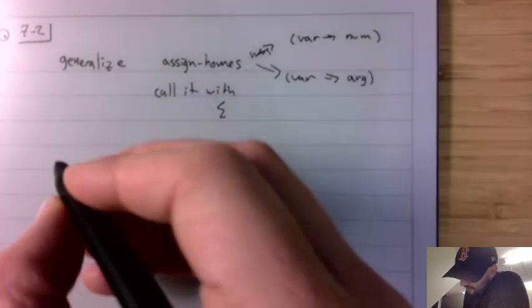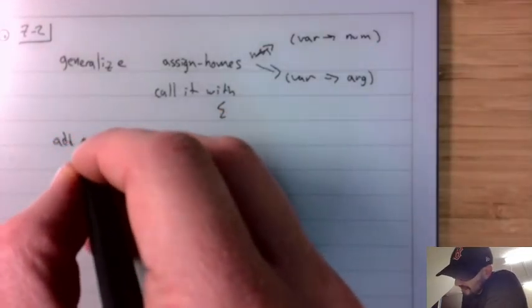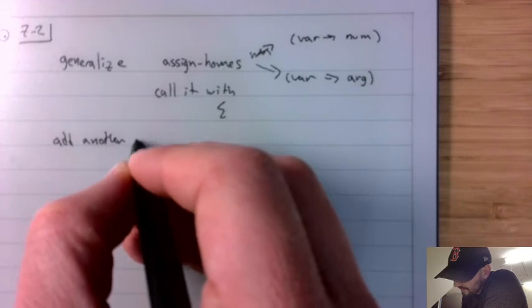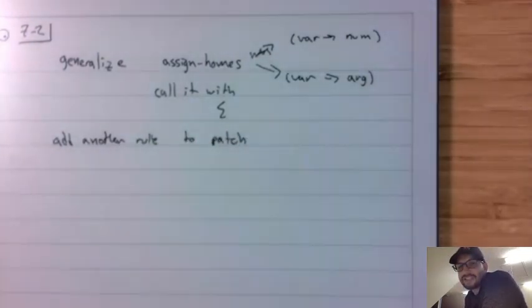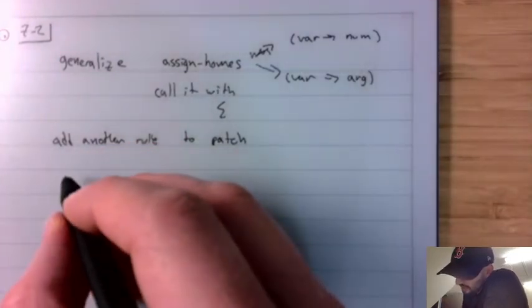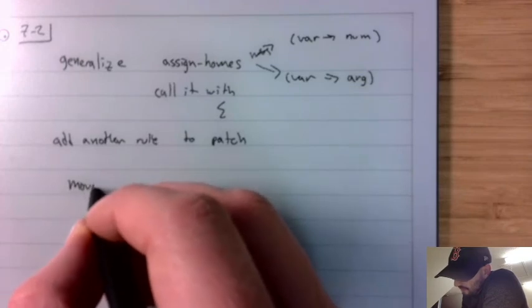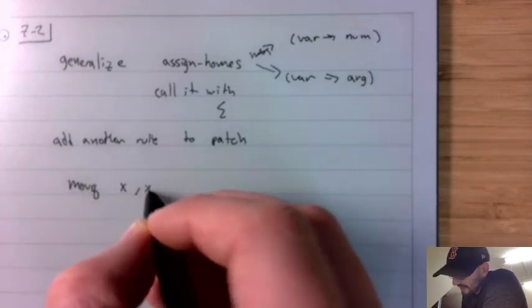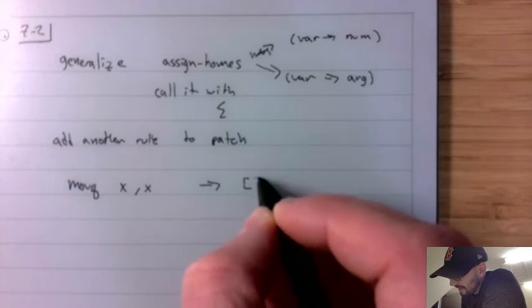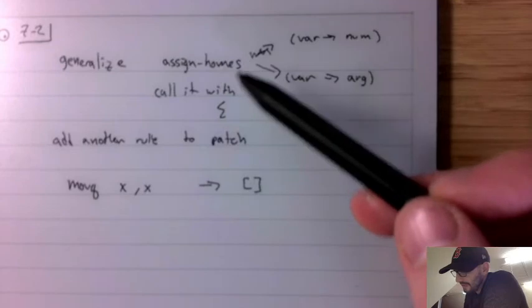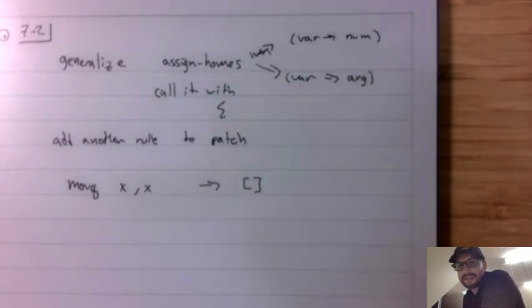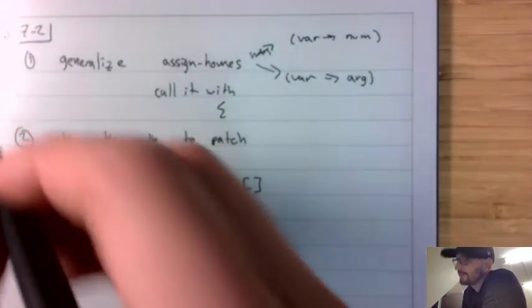Okay, then what we're going to do is add another rule to patch. Remember that what patch does is it walks through our code and replaces sequences of instructions. So we're going to say that if there's a movq where we have x moving into x, then we're going to replace that with nothing. So we're going to notice when assign homes assigns two things to be the same thing, and we're just going to delete that. Okay, so this is step 1, step 2.